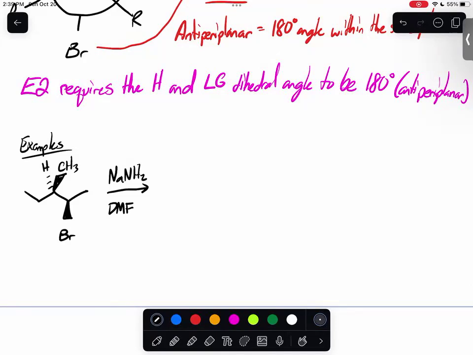And so in this case, we have to ask, okay, if it's E2, the first thing we need to know is: is it going to favor the Zaitsev or the Hofmann product? NaNH2, which is just essentially NH2 minus as the base, is relatively small, right? So it favors the Zaitsev, aka the most substituted alkene.